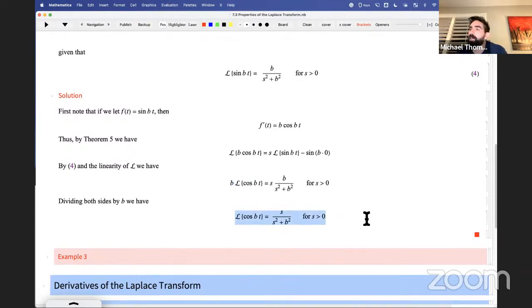Now this rule is in your transform table. It's one of the many rules. And the idea is we're developing those rules using these theorems. Is that okay? All right.